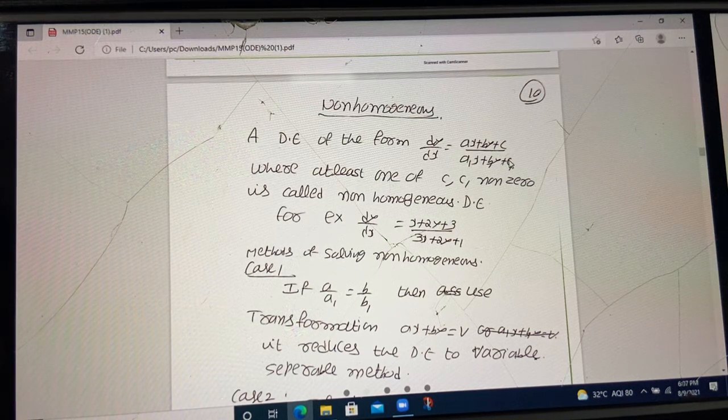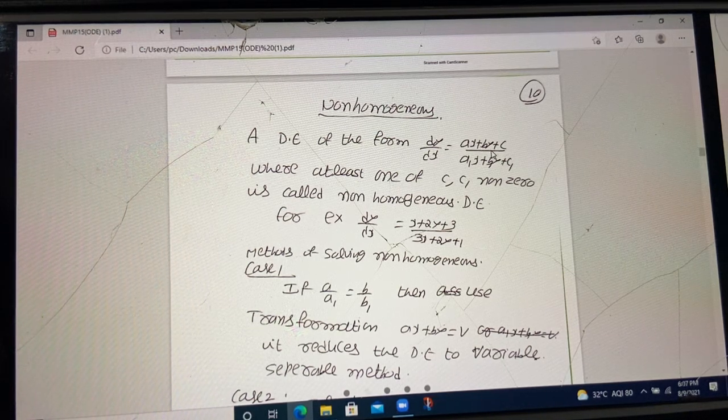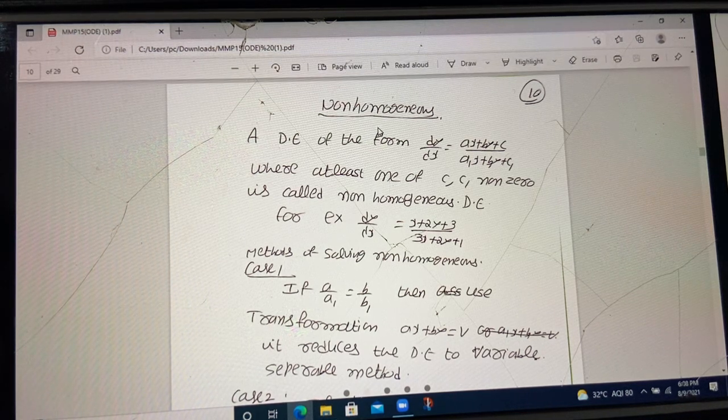A, B, A1, B1, they are all constants. When we are finding degree, we don't add constant powers, we add only variable powers. So here x is variable power 1, y variable power 1. Other than constant, the remaining should be of first degree, then only it is called non-homogeneous.